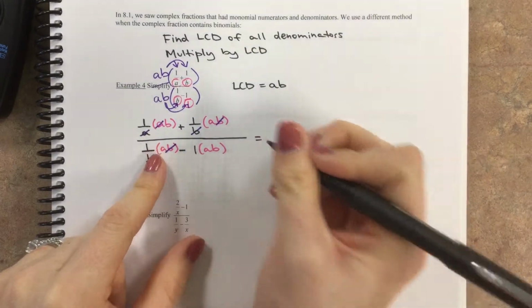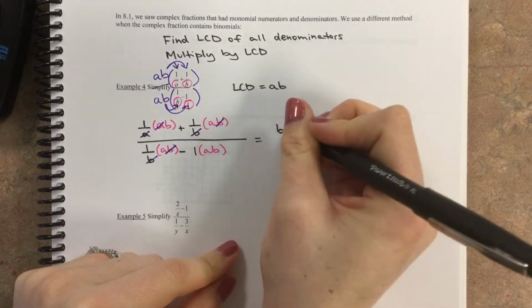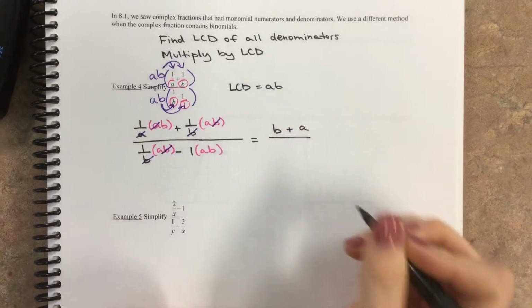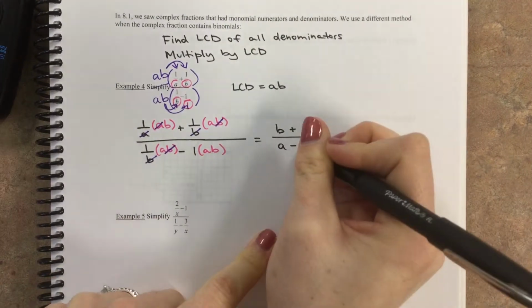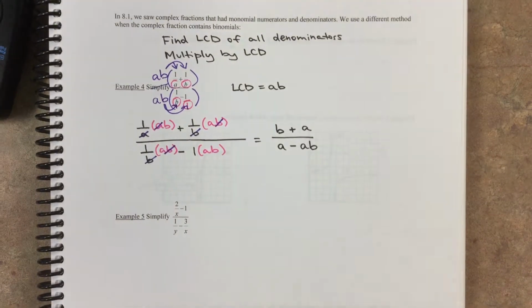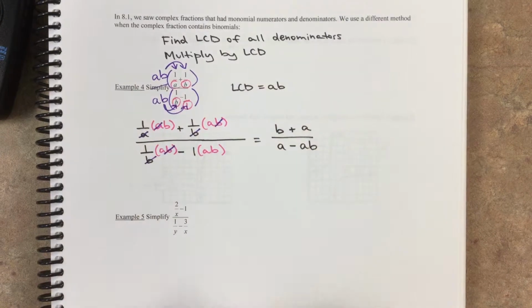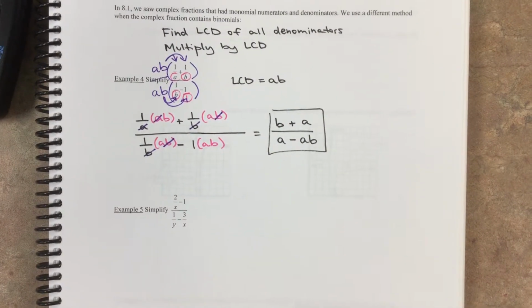So now this term right here, the A's canceled, I just have 1 times B, which is B, plus, and then this term, all I have left is an A, over. Here, all I have left is an A, minus, and then here I have an A times B. So this is the same fraction as I had here, just a much less complicated version. Okay, so that would be your final answer.